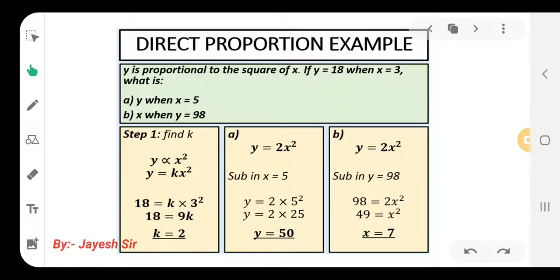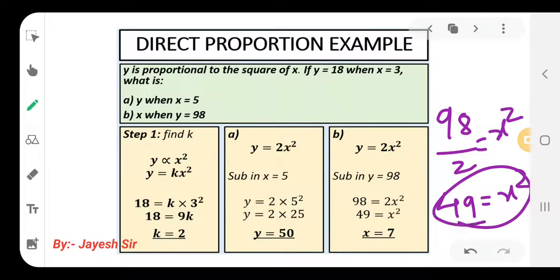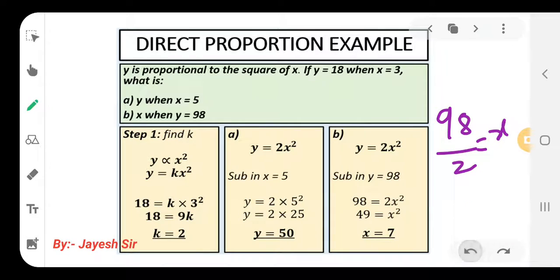Now for the b, y is equal to 2x square, that is our updated equation. Now substitute the value of y as 98. So we will substitute the value of y as 98, 2x square as it is. Now which could be written further as 98 upon 2 is equal to x square, which will result in 49 is equal to x square, and 49 is the square of 7.